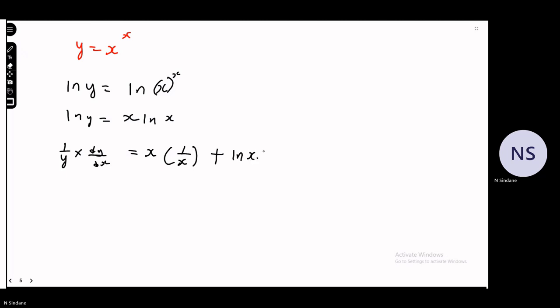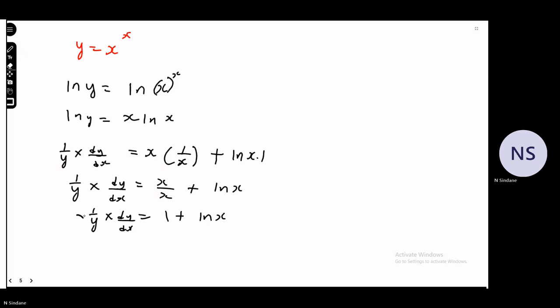And then all in all, this will give me x over x plus ln of x, which equals 1 plus ln of x. Not forgetting that you still have 1 over y multiplied by dy over dx on this side. From there, I'm going to remove this y, which means I'm going to cross multiply by y over 1. This side as well, multiply by y over 1. Meaning I'm going to have dy over dx equals y into 1 plus ln of x.